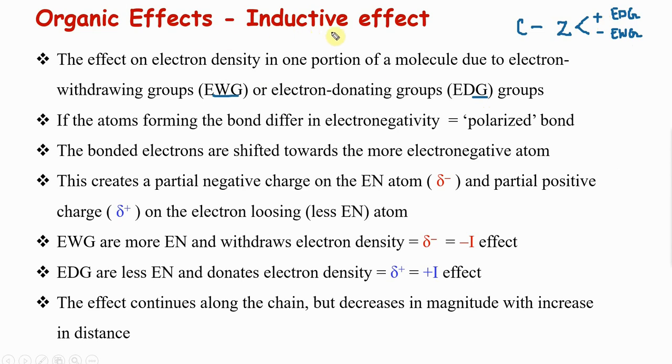And this effect is through bond. Okay, it's not through space, it's through bond, through the covalent bond itself. So if the atoms forming the bond differ in electronegativity, this happens.